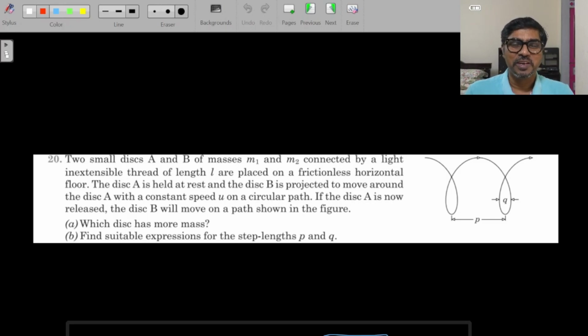Hello everyone, welcome back to another interesting problem, and this particular problem is taken from Pathfinder. This is related to CM frame. CM frame, as you know, is very important for IIT JEE Advanced examination especially.